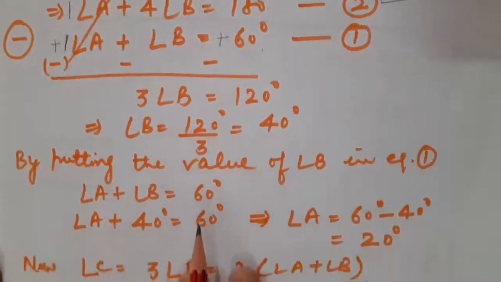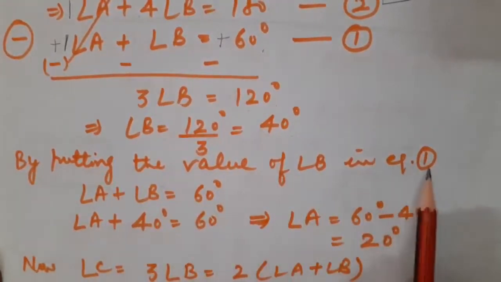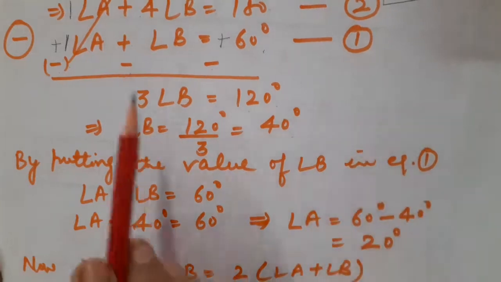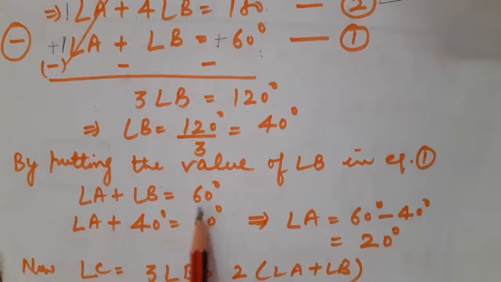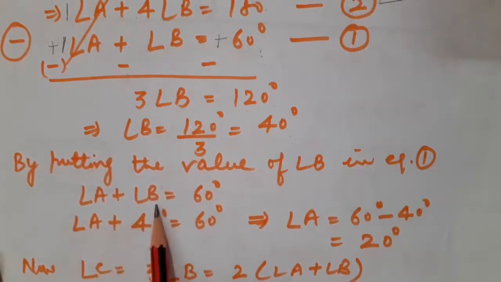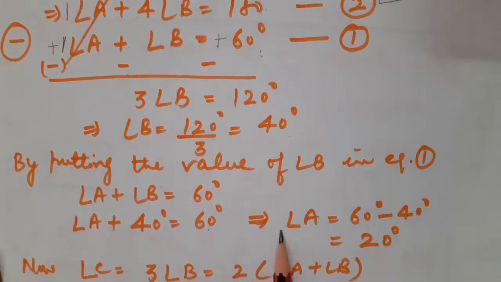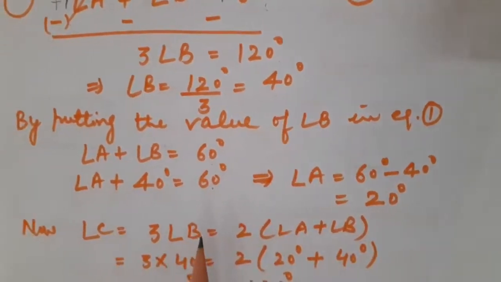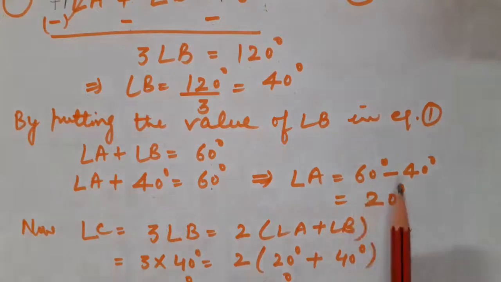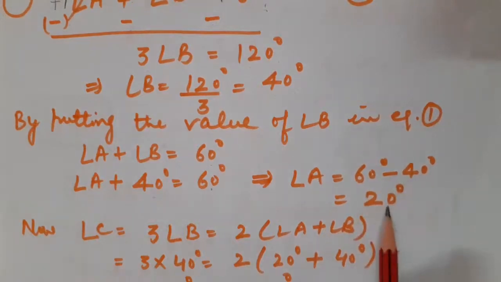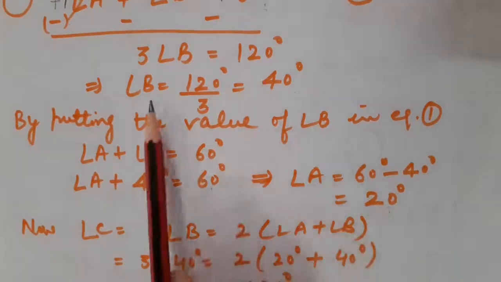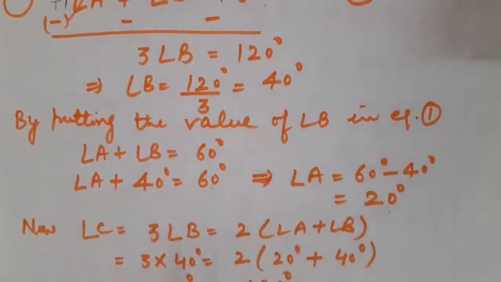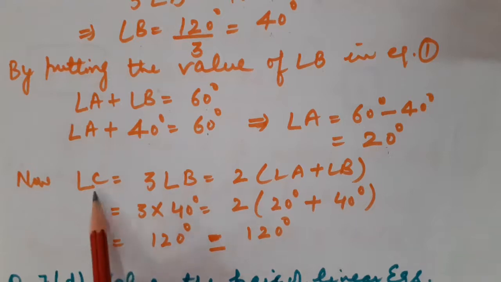Now putting the value of angle B in equation number 1. What is equation number 1? This is written angle A plus angle B is equal to 60 degree. This I am writing it again. Angle A plus, at place of angle B, what can you write? 40 degree is equal to 60 degree. So it implies to angle A is equal to 60 degree minus 40 degree, that is equivalent to 20 degree. So I have got the value of angle A, which is 20 degree, and angle B, which is 40 degree. Now I have to calculate angle C.